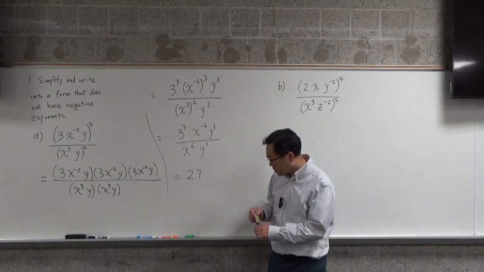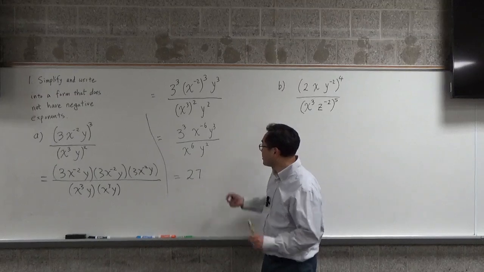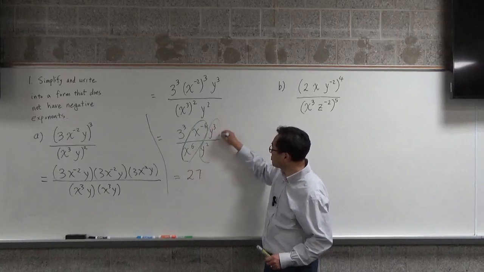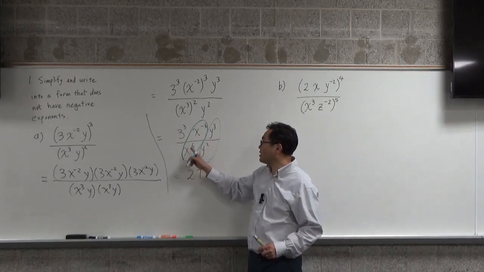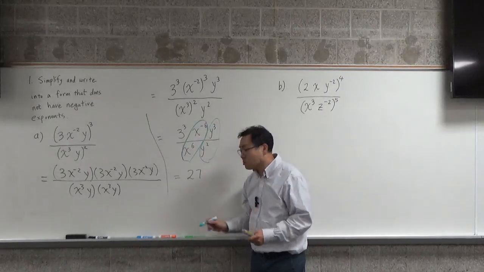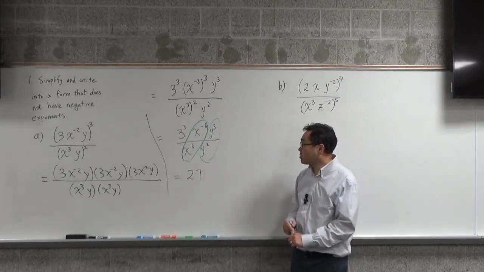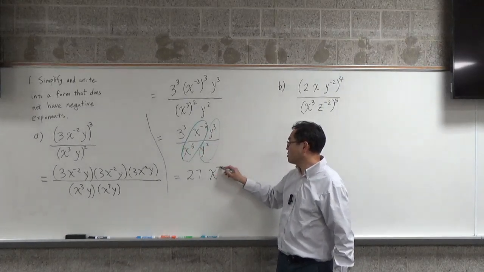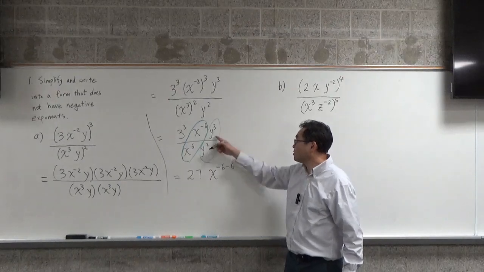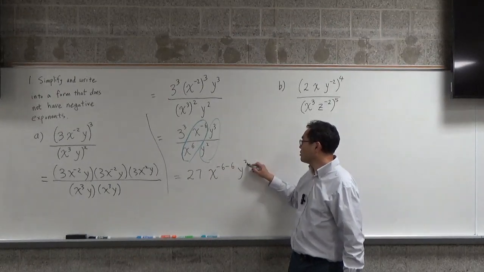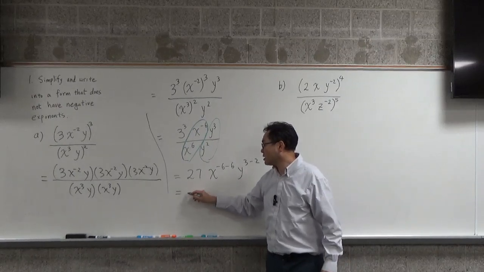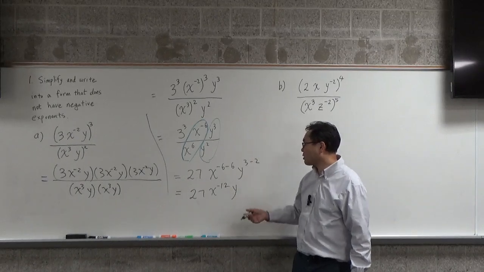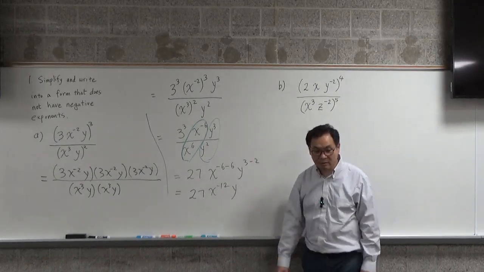And now I want you to look at this and see that you can pair these two, and you can also pair these two. If you have the same base and you're dividing, what do you do with exponents? You subtract, right? So you can subtract negative 6 minus 6. Same deal here, it's y, 3 minus 2. And that gives you 27x to the negative 12, y to the first power, and we don't write down the first power, it's just that.